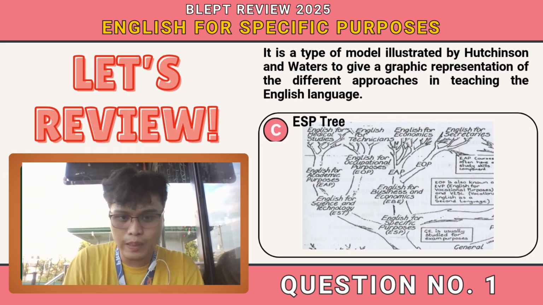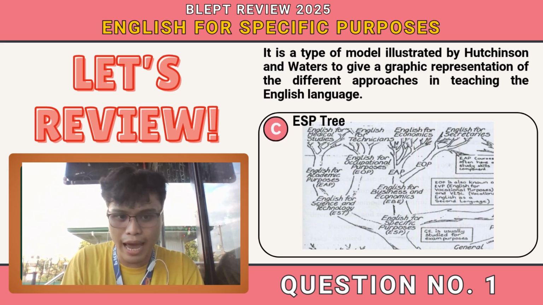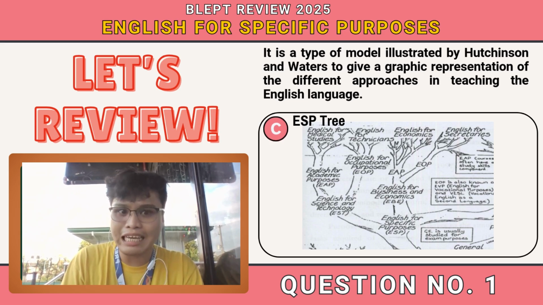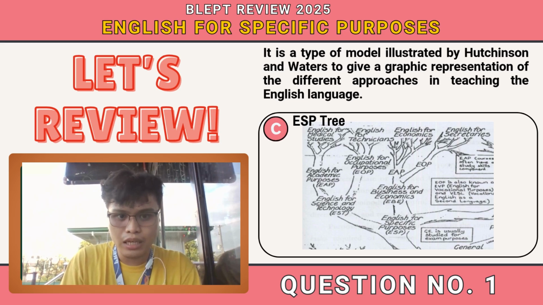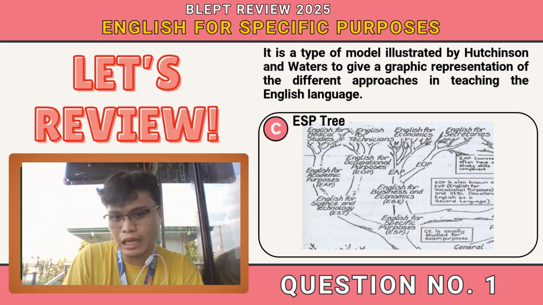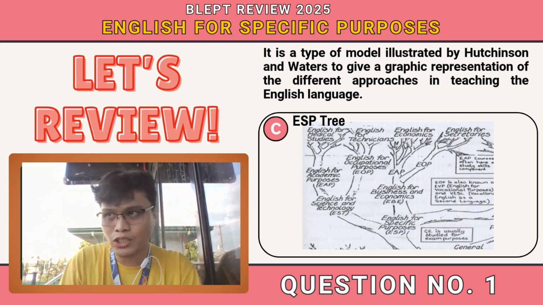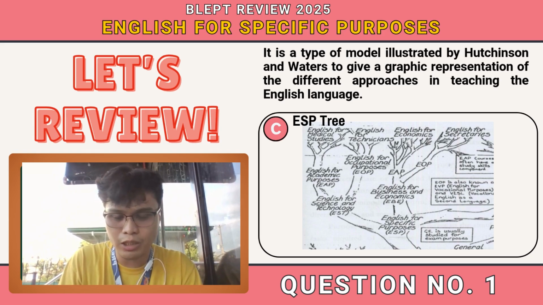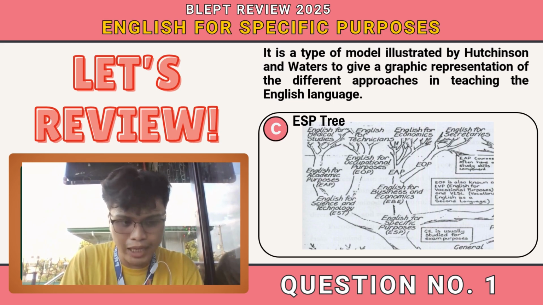ESP tree, technically, is just called the ESP branch. It is a branch in the ELT tree. So the ESP tree is actually not a tree, it's a branch. If they're asking for the entire illustration, it should be the ELT tree, and they're specifically asking for the branch that talks about English for specific purposes. It is composed of three other branches with their own unique branches.